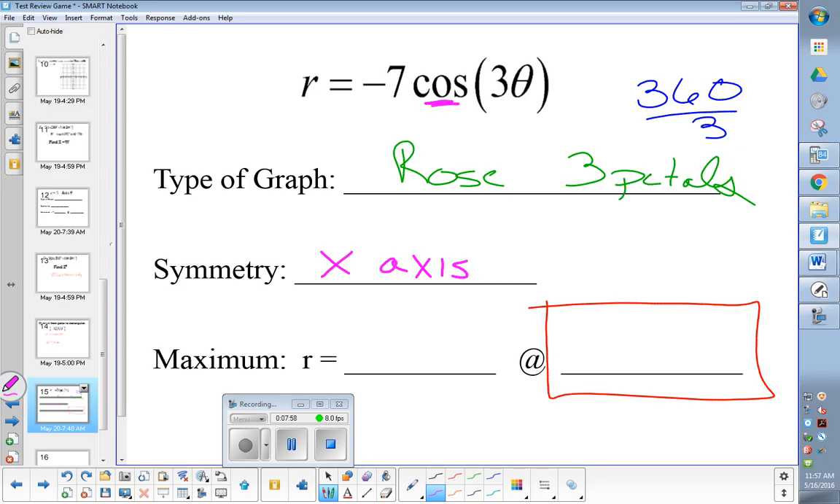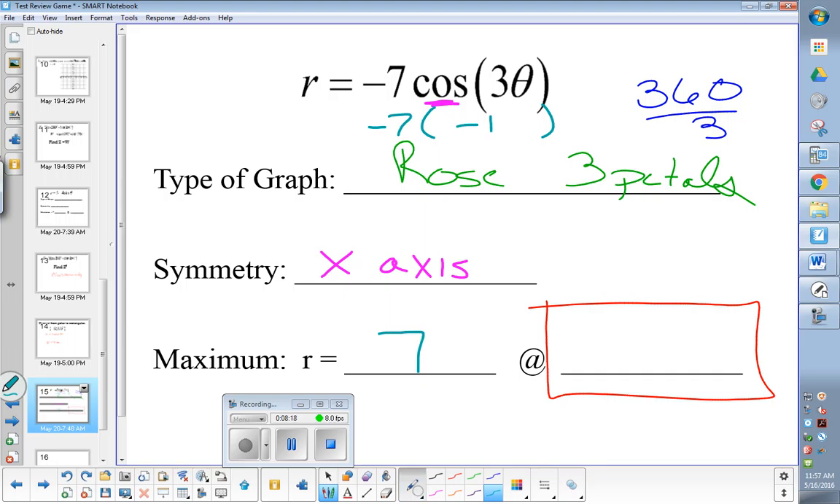Last thing we're doing is finding the maximum. So to find the maximum, we're plugging in something for cosine of 3 theta. What do we want to plug in there for cosine of 3 theta? +1 or -1? -1. And if we do that, that tells us our maximum is 7. Which is great, but then we struggle with this other part.